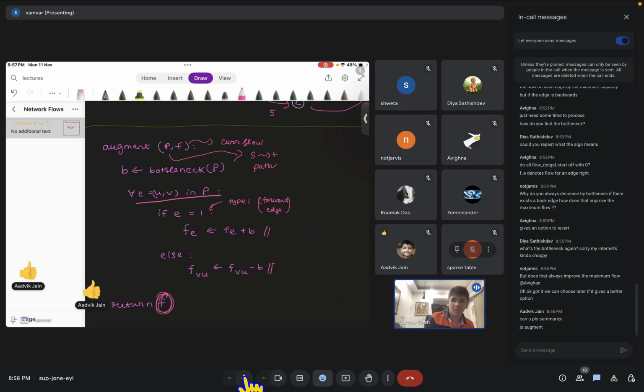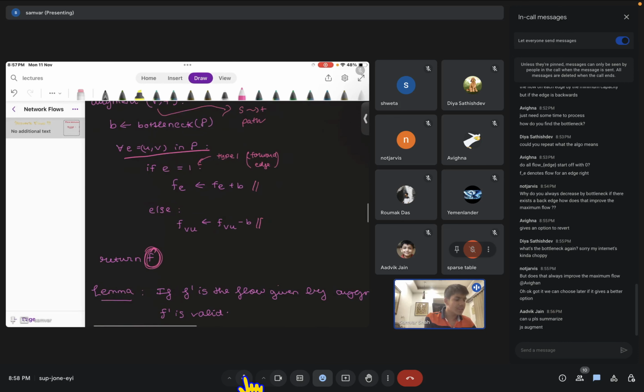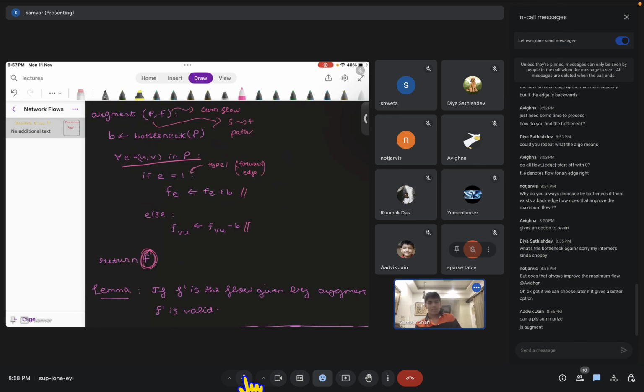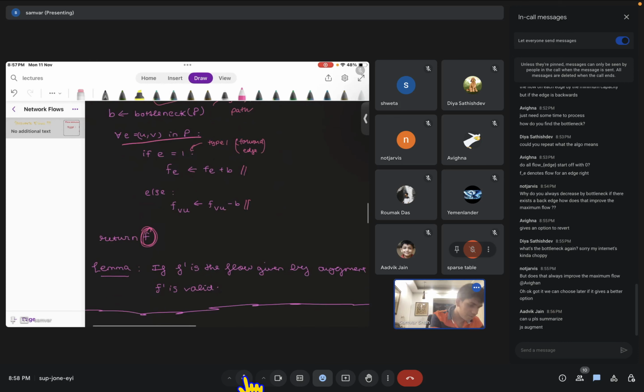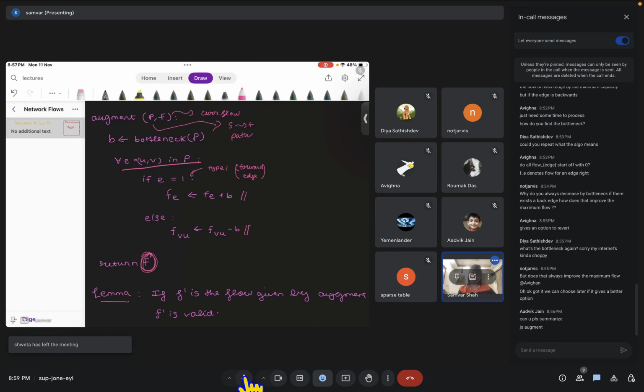Awesome. Okay, cool. I am glad that made sense. So I am going to give a lemma now. If you can get some flow f dash from augment, it's going to be valid. Does anyone want to take a shot at proving this? Or do I have the proof? Okay, I'm going to leave the proof of this as an exercise. It's quite interesting to try and prove this. If you understand augment properly, you will be able to prove this.